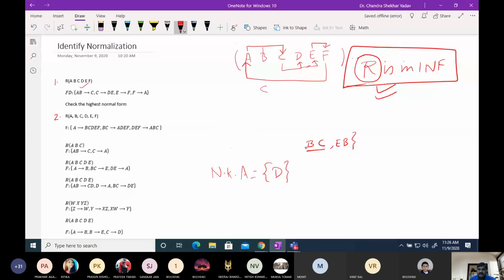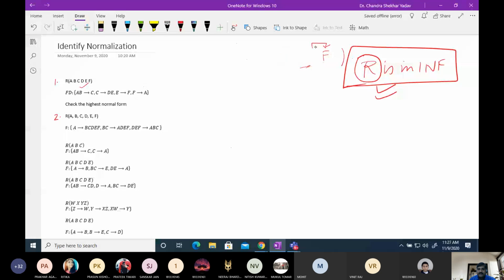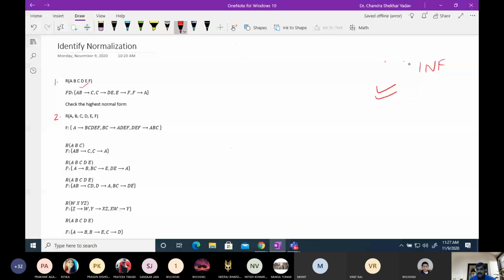Same steps. First, we will find all the candidate keys of R using the algorithm closure of an attribute set. Then we will find prime attributes and non-prime attributes and check the constraints from the highest normal form, whether R is in BCNF. If R is not in BCNF, then we will check whether R is in third normal form. If R is not in third normal form, then we will check whether R is in second normal form.